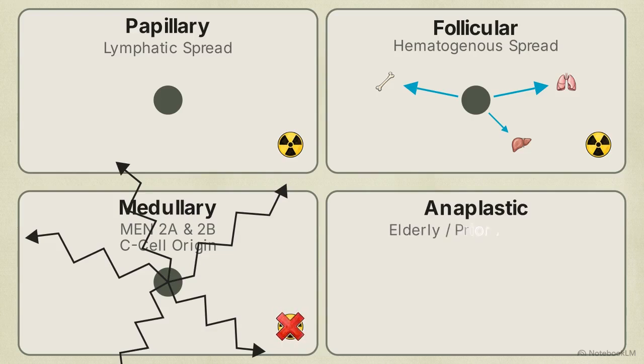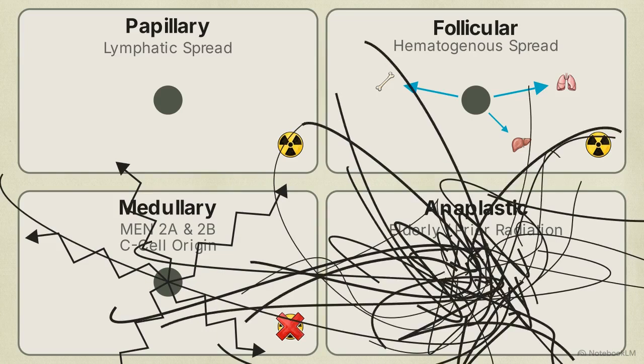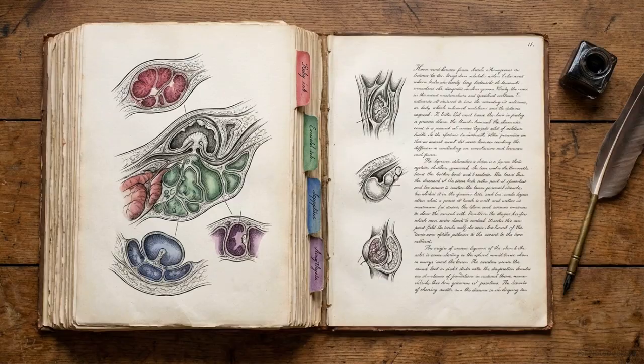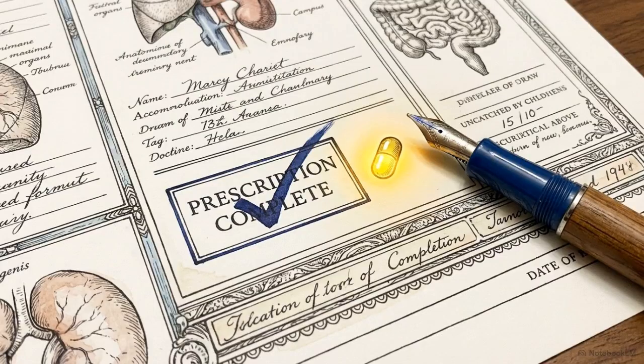Anaplastic carcinoma is rare, typically affecting the elderly or those with prior radiation exposure. It is defined by rapid, chaotic growth, lymphatic spread, and a universally poor prognosis. Like medullary carcinoma, it is completely non-responsive to I-131 therapy. Determining the exact carcinoma subtype dictates the patient's entire systemic management. It establishes the metastatic pathways clinicians must monitor and definitively answers whether radioactive iodine is a viable treatment.